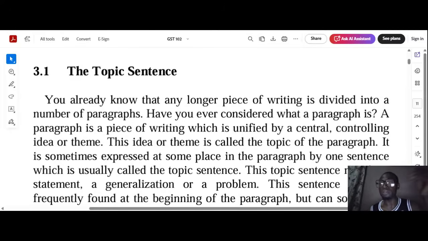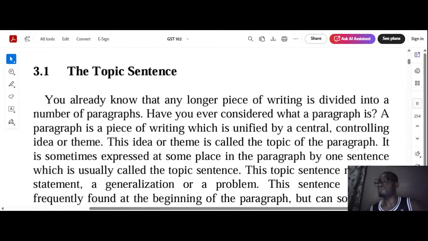The topic sentence. Don't forget that what we are trying to read about in this module 1 is the paragraph on its own. And I already gave an analogy the other time that a paragraph is like a small box that can only contain one idea. But that box is made up of things. You actually know that you need to use some ingredients to build the box, even though it's a small one. So what are the things we use in building that small box called a paragraph?